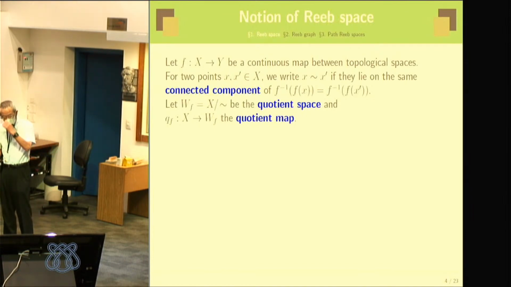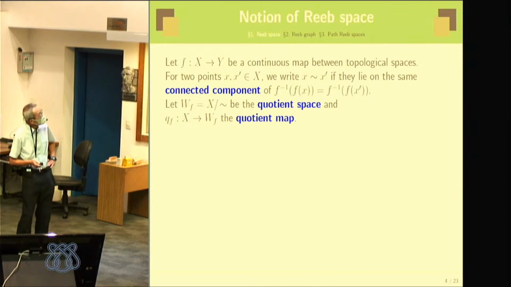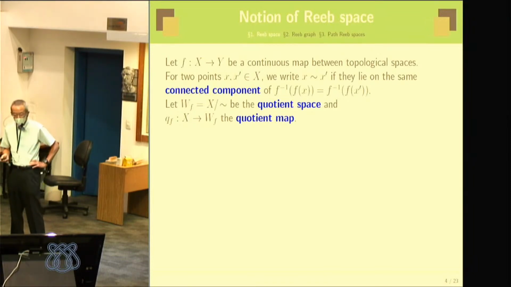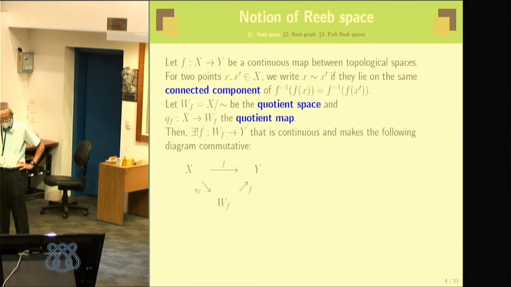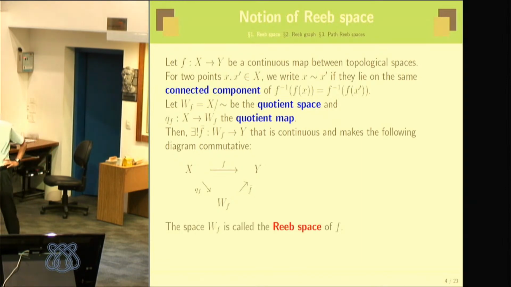And if you take the quotient, it will be denoted by W_f. And this is a quotient space. And you have a quotient map q_f. And then there exists a commutative diagram like this. So the original f is decomposed into the composition of two continuous maps. q_f is the quotient map. And you see that f bar is easy to see that there exists such kind of a continuous map. And then the space W_f is sometimes called a quotient space, but in this talk, I will call it the Reeb space of f.